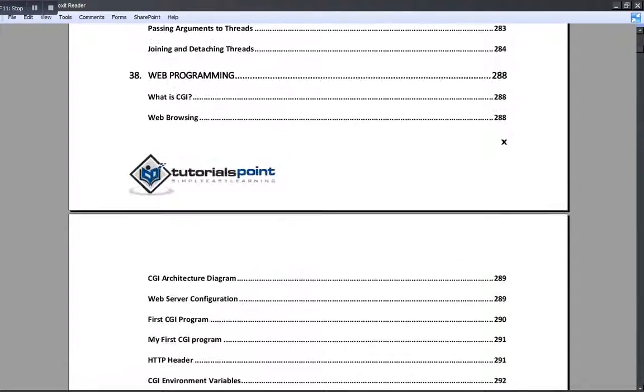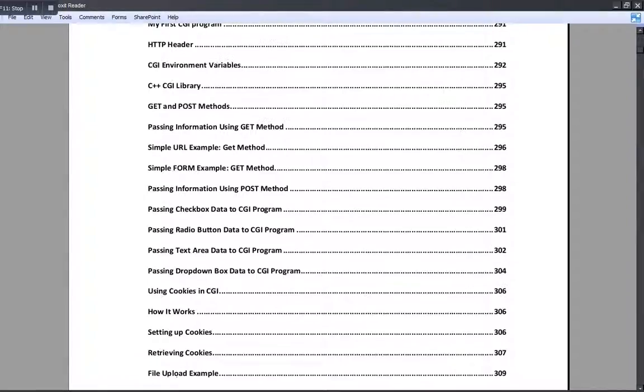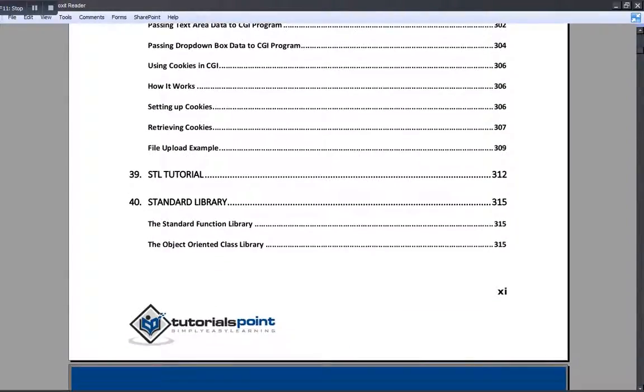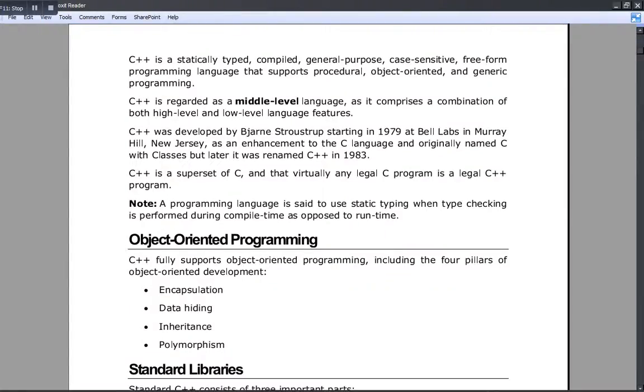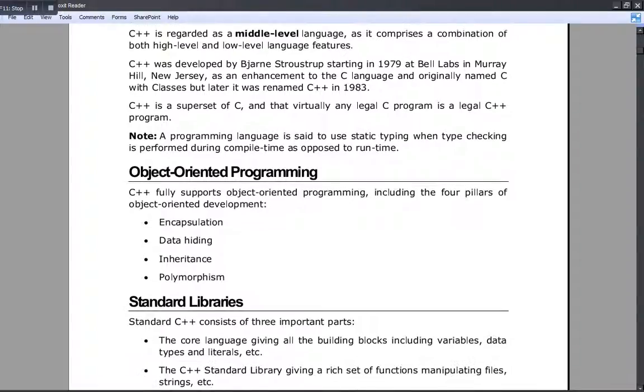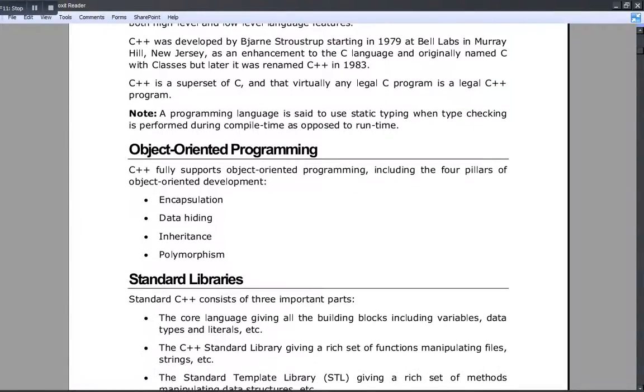So C++ is a statically typed, compiled, general-purpose, case-sensitive, free-form programming language that supports procedural, object-oriented, and generic programming. And like I said, it is a middle-level language. C++ is an object-oriented programming language because it supports the four pillars of object-oriented programming: encapsulation, data hiding, which is not really data hiding, and abstraction, which people regard as data hiding. We'll go into that in my next description. We also talk about inheritance and polymorphism.